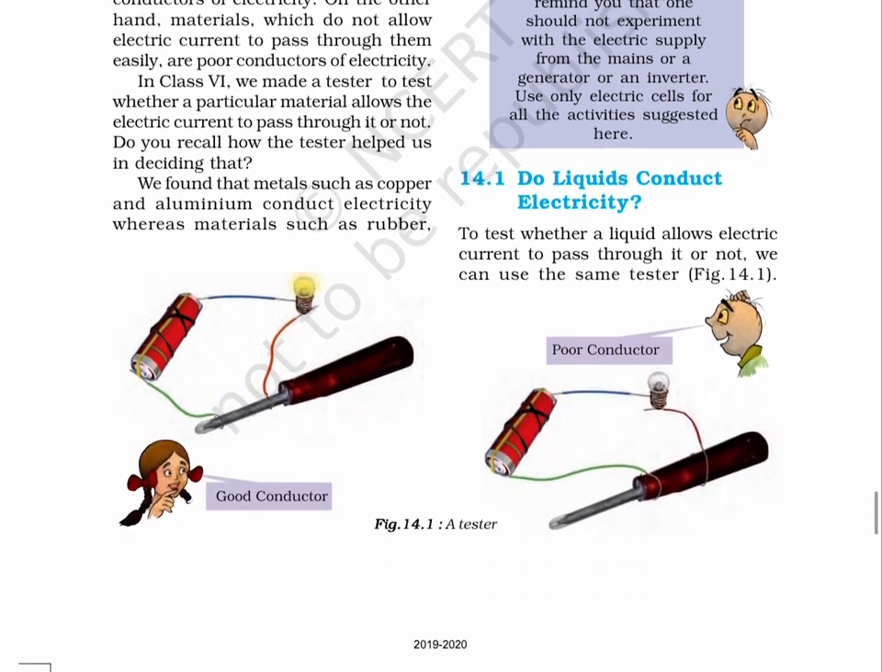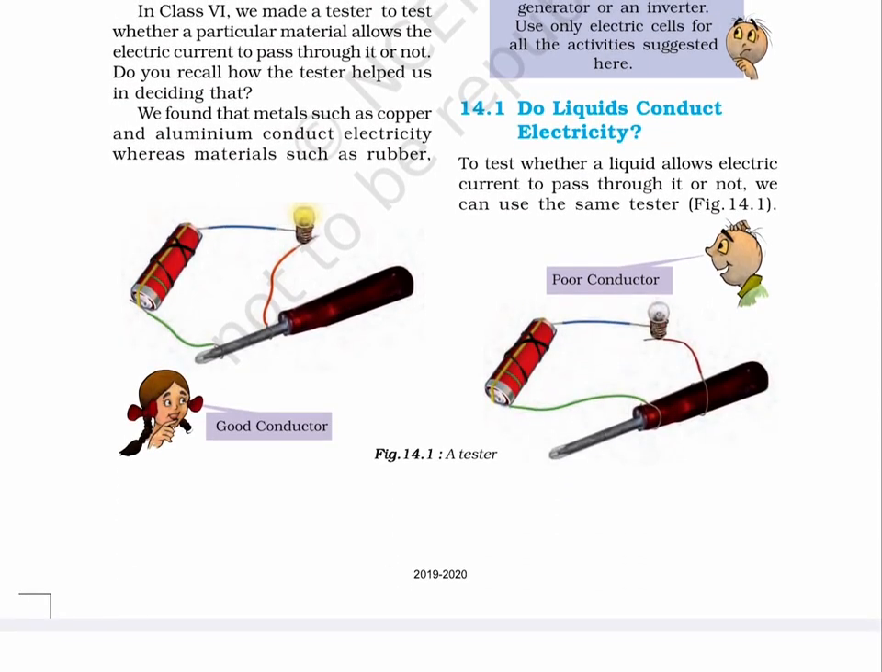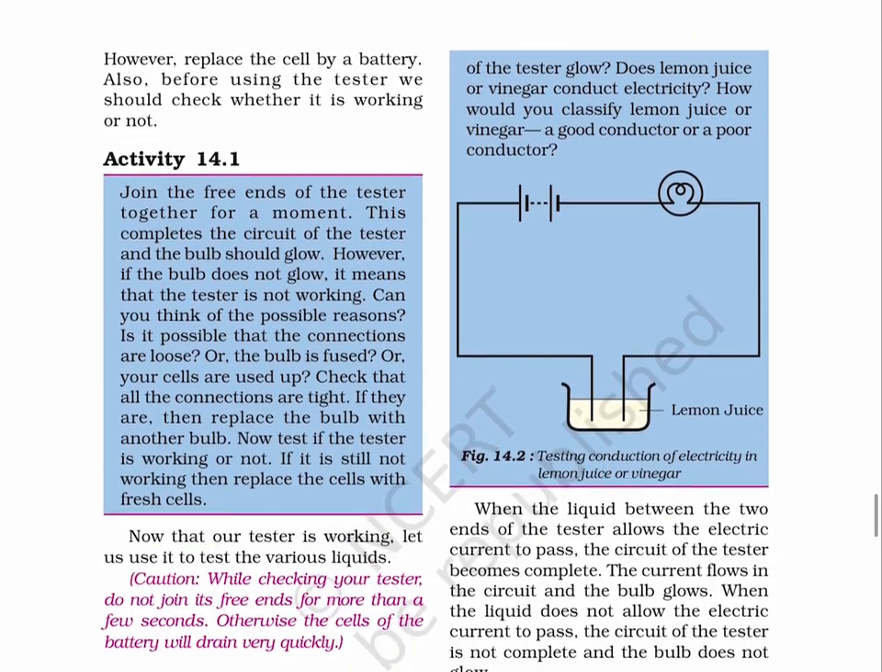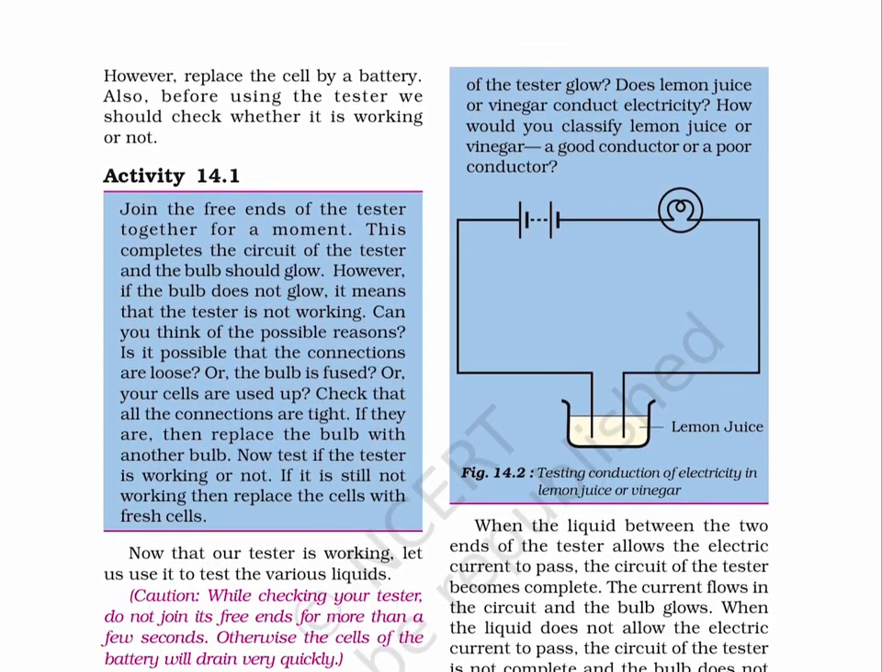14.1. Do liquids conduct electricity? To test whether a liquid allows electric current to pass through it or not, we can use the same tester as shown in Figure 14.1. Figure 14.1, a tester. In this figure, good conductor and poor conductor of electricity have been demonstrated. Page 173. However, replace the cell by a battery. Also, before using the tester, we should check whether it is working or not.